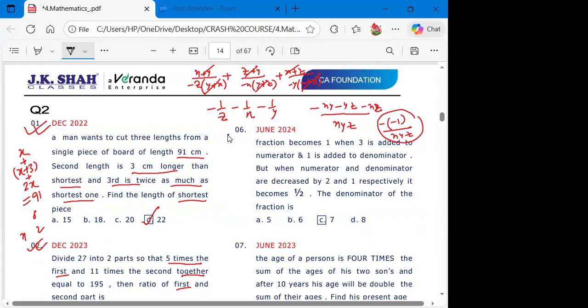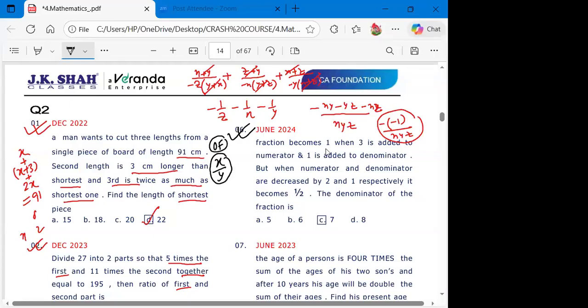Now, 6 number. A fraction becomes 1 when 3 is added to the numerator and 1 is added to the denominator. But when the numerator and denominator are decreased by 2 and 1 respectively, it becomes 1 by 2. Find the denominator of the fraction. First of all, listen carefully. According to the condition, suppose the fraction is x upon y. Remember, this is the original fraction.